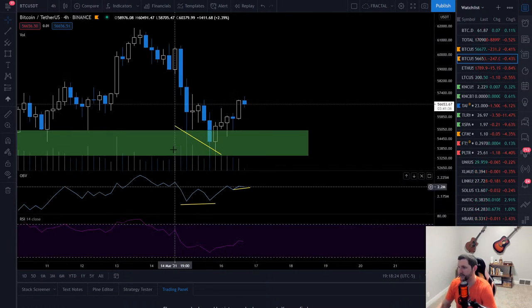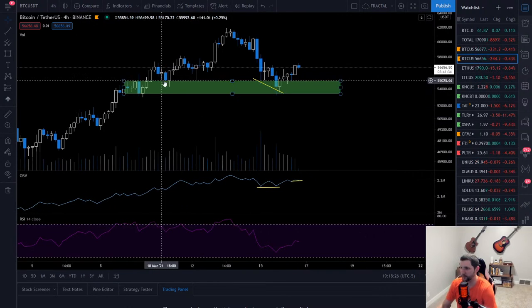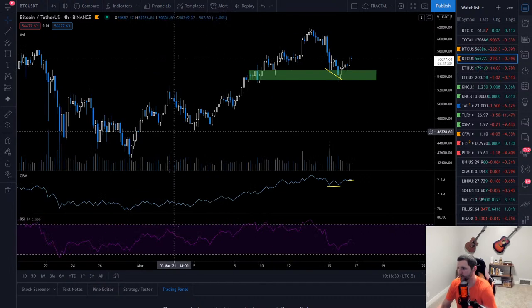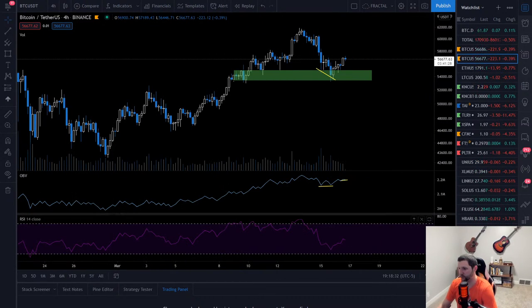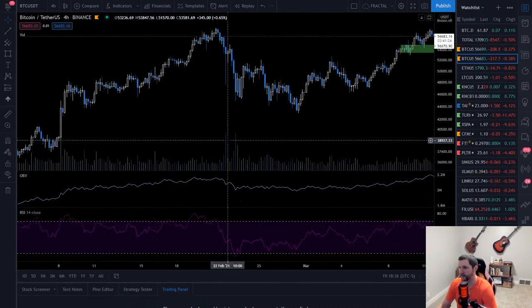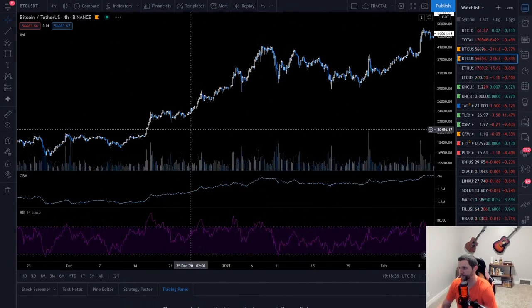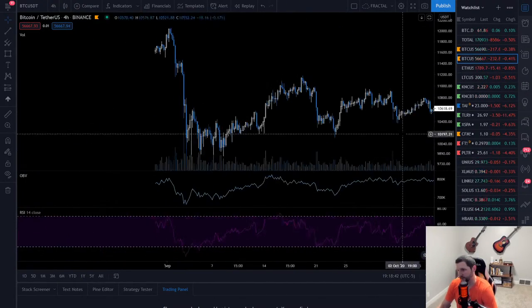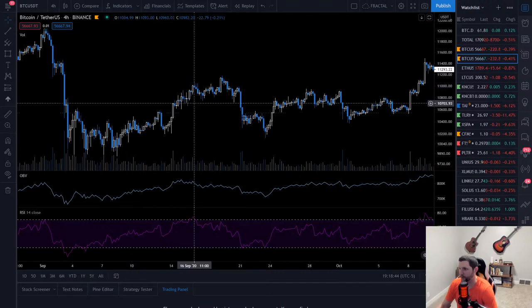So if you can just identify a support zone and you can identify a bullish divergence, you can take a potential buy at that area. And it goes vice versa for resistances. Now, we're probably going to need to zoom way back to find a resistance, you guys, because we just have been breaking through all of them.